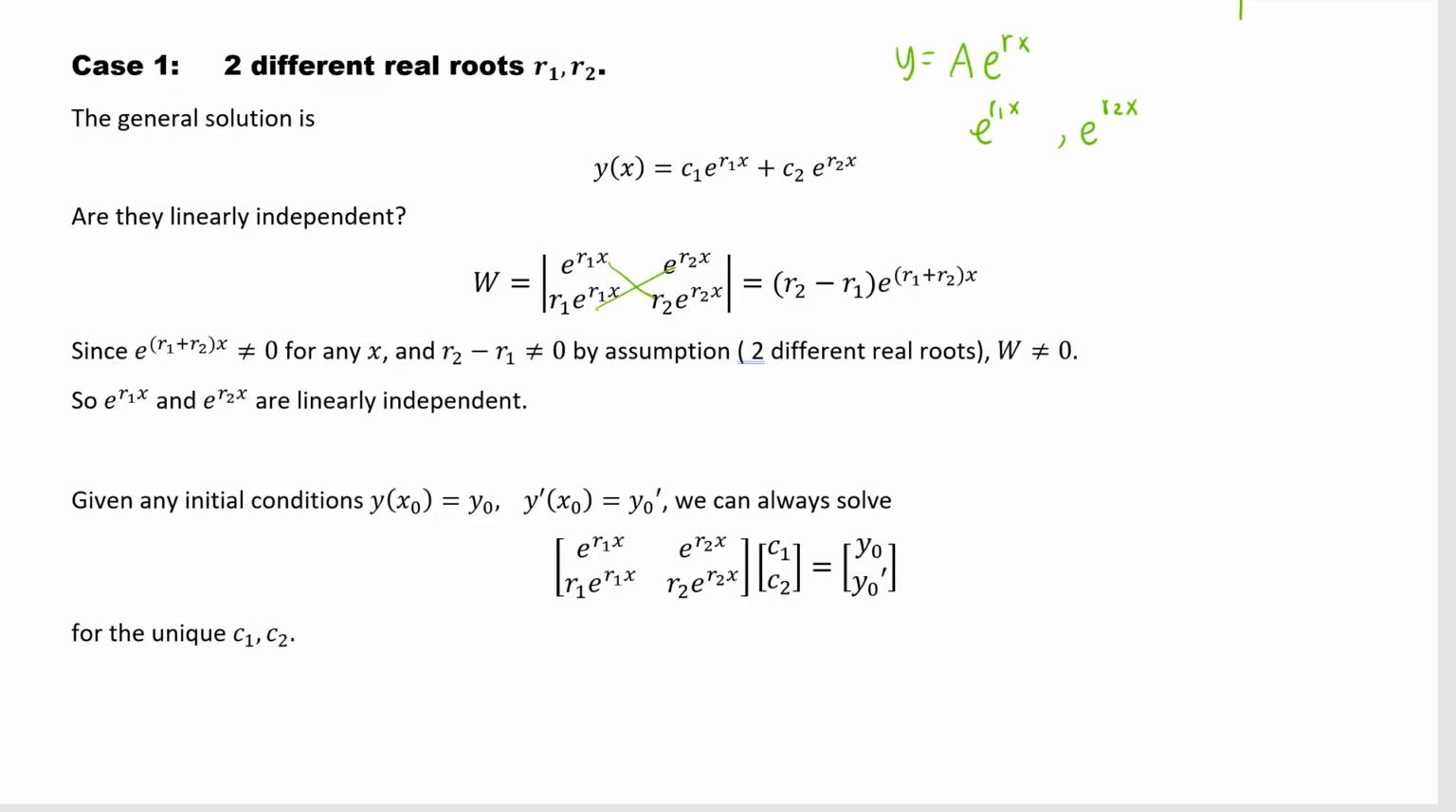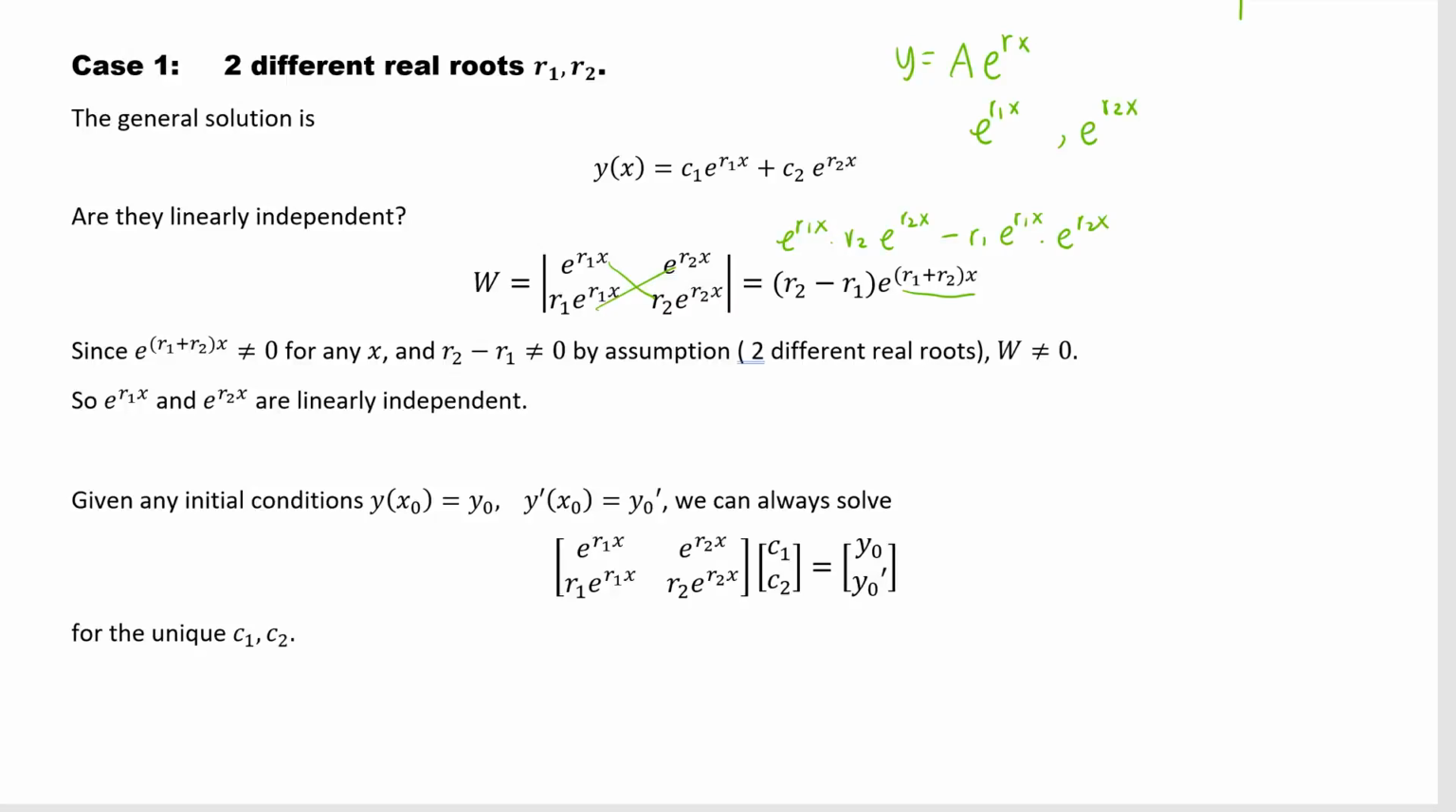So we get e to the r1x times r2 e to the r2x minus r1 e to the r1x times e to the r2x. You can see we can factor out e to the r1x and e to the r2x, and combine them in the exponents. So we get e to the (r1 plus r2) times x. After we factor out this term, we get r2 minus r1.